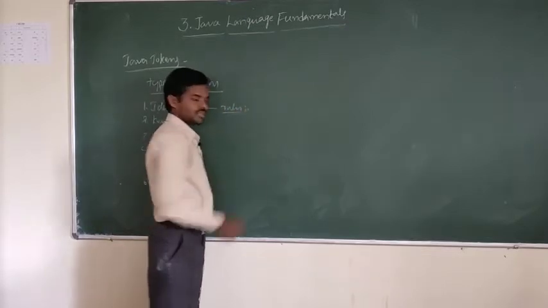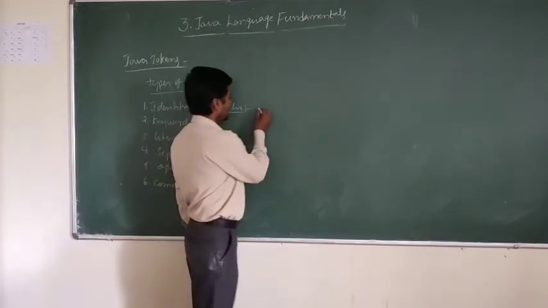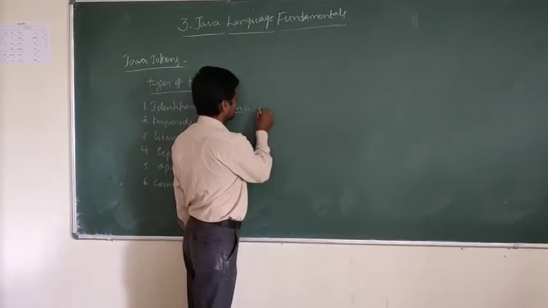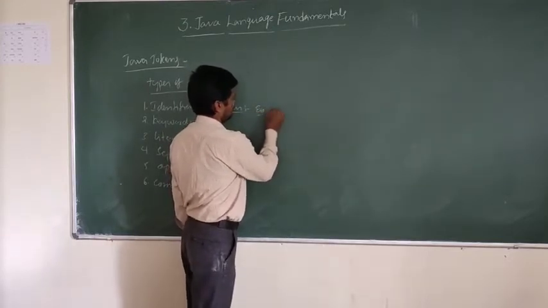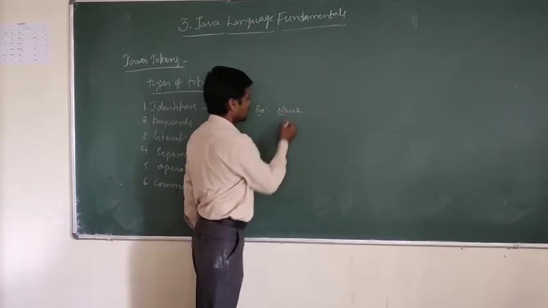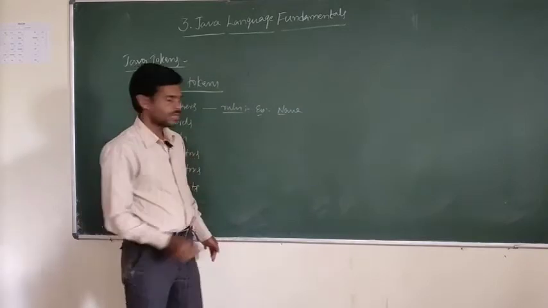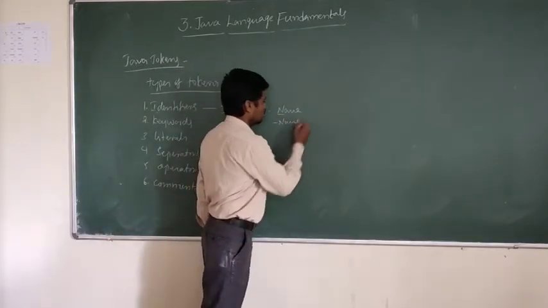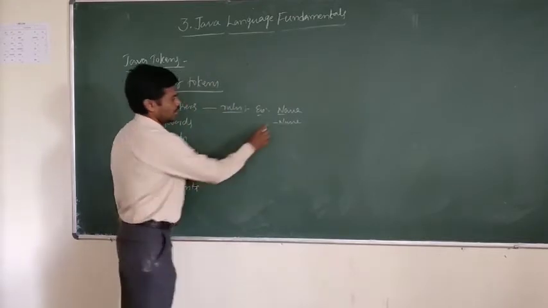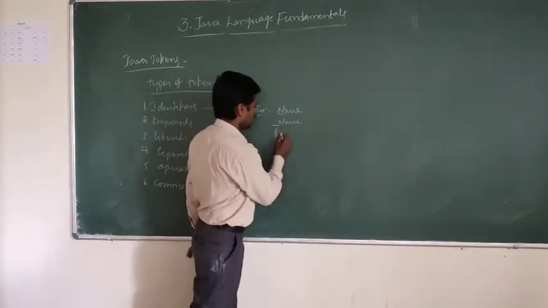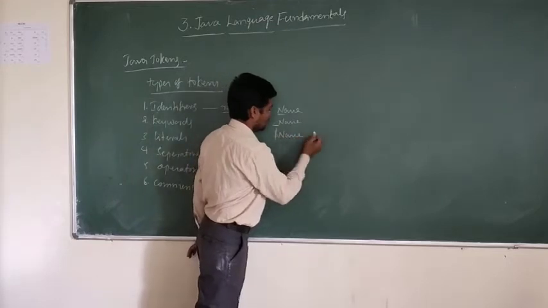Identifiers must always start with a letter. For example, name. The name starts with the letter N. Identifiers can also start with an underscore. So this is also valid. Then identifiers can also start with the dollar symbol.